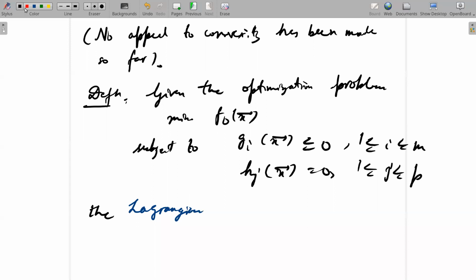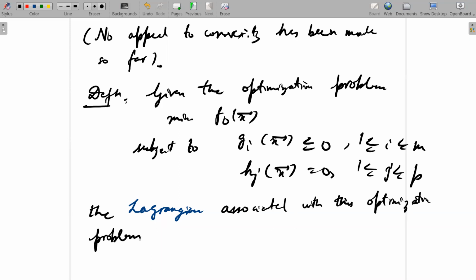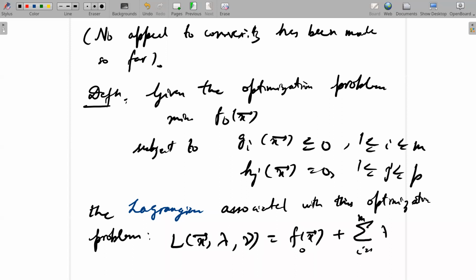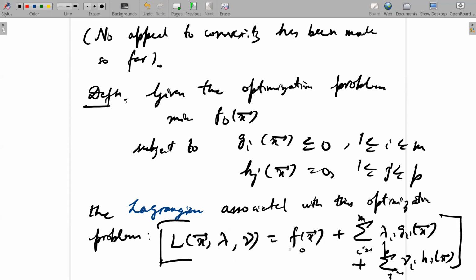The Lagrangian associated with these optimization problems is, this is the definition, the function L(x, lambda, nu), which is f naught of x, this is the objective function, plus the summation i equals 1 to m of lambda_i g_i(x), plus the summation j equals 1 to p of nu_j h_j(x). So this is the definition of the Lagrangian.